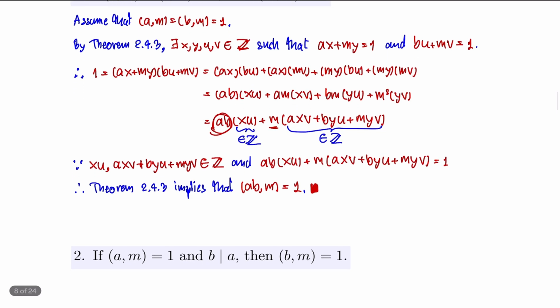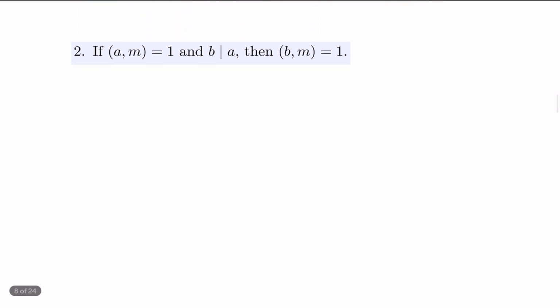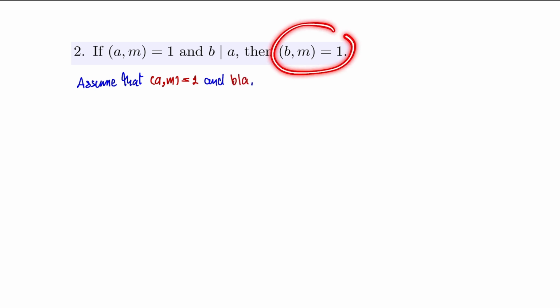Now let's go to the second property. The second property is if the greatest common divisor of a and m is 1 and b divides a, then the greatest common divisor of b and m is 1. Okay, let's assume that the greatest common divisor of a and m is 1 and b divides a. And we try to show that the greatest common divisor of b and m is 1.